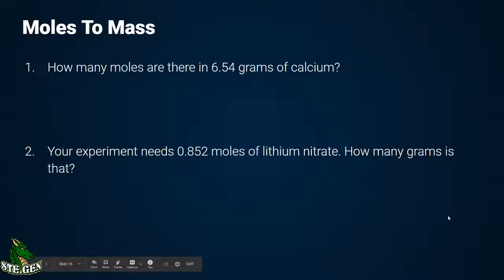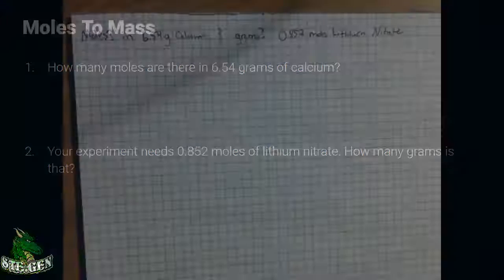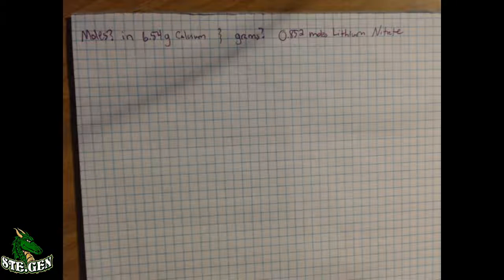One's a little easy, one's a little more difficult. You've got how many moles are there in 6.54 grams of calcium. And then number 2 is your experiment needs 0.852 moles of lithium nitrate. How many grams is that? So if you want to pause the video and attempt these by yourself, you're welcome to do so. I am going to move over to our hand cam, and we're going to try to work this out.